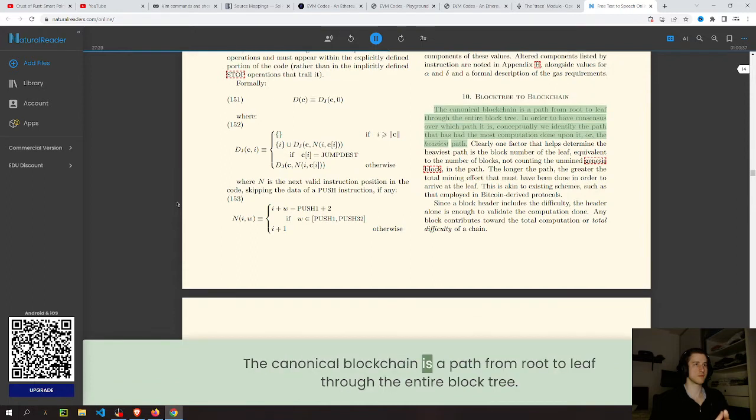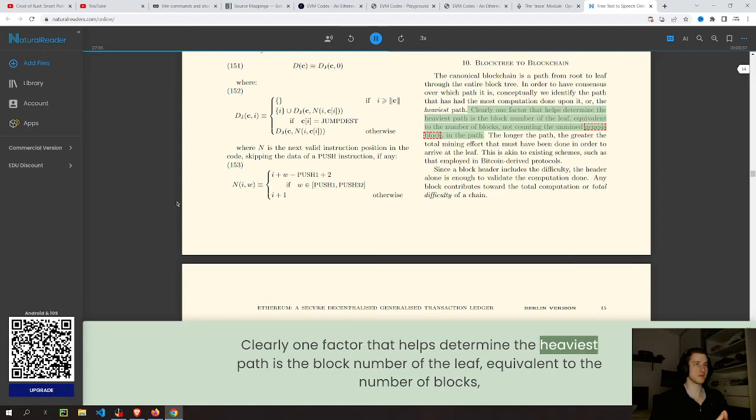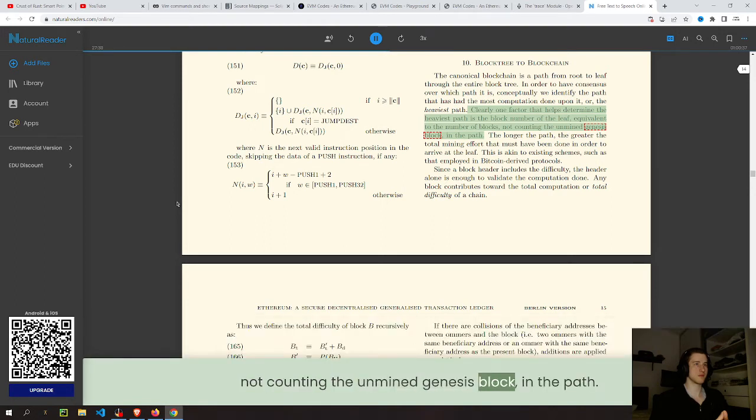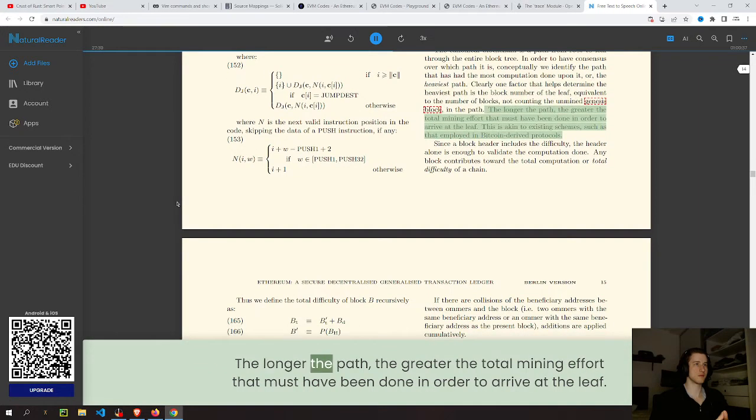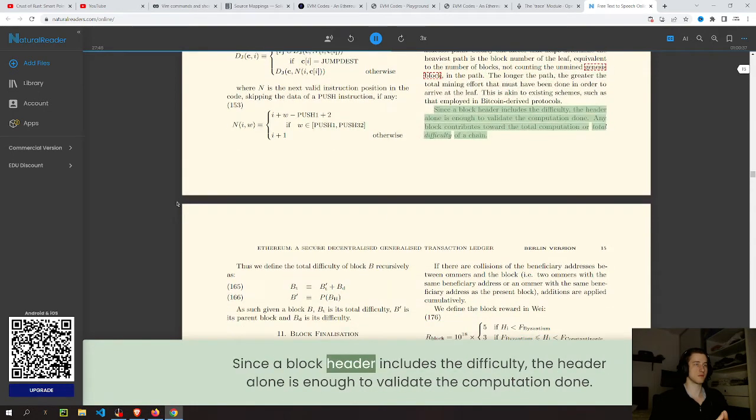The canonical blockchain is a path from root to leaf through the entire block tree. In order to have consensus over which path it is, conceptually we identify the path that has had the most computation done upon it, or the heaviest path. Clearly, one factor that helps determine the heaviest path is the block number of the leaf, equivalent to the number of blocks, not counting the unmined genesis block, in the path. The longer the path, the greater the total mining effort that must have been done in order to arrive at the leaf. This is akin to existing schemes, such as that employed in Bitcoin-derived protocols. Since a block header includes the difficulty, the header alone is enough to validate the computation done.